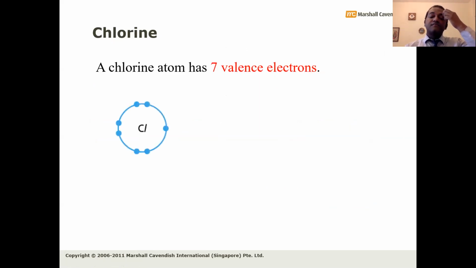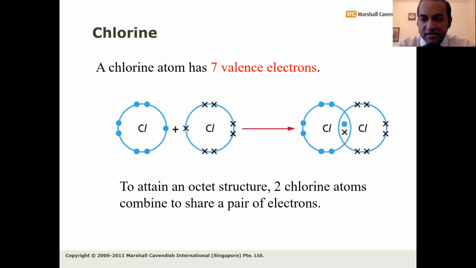Now, another example, chlorine. You see this chlorine has 7 valence electrons. The other chlorine also has 7 valence electrons.